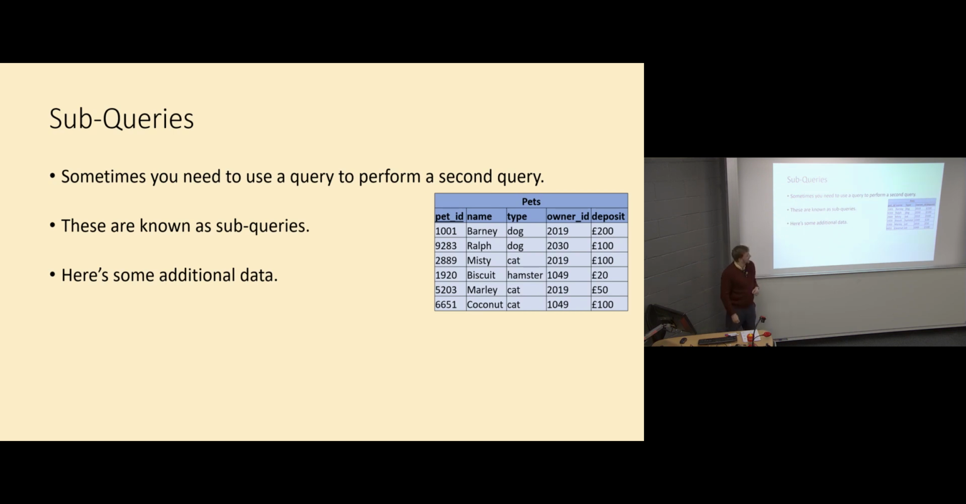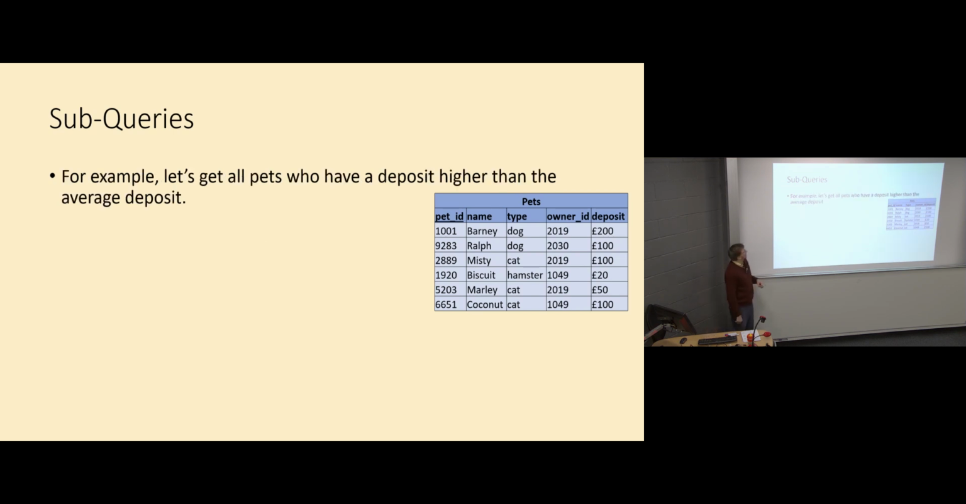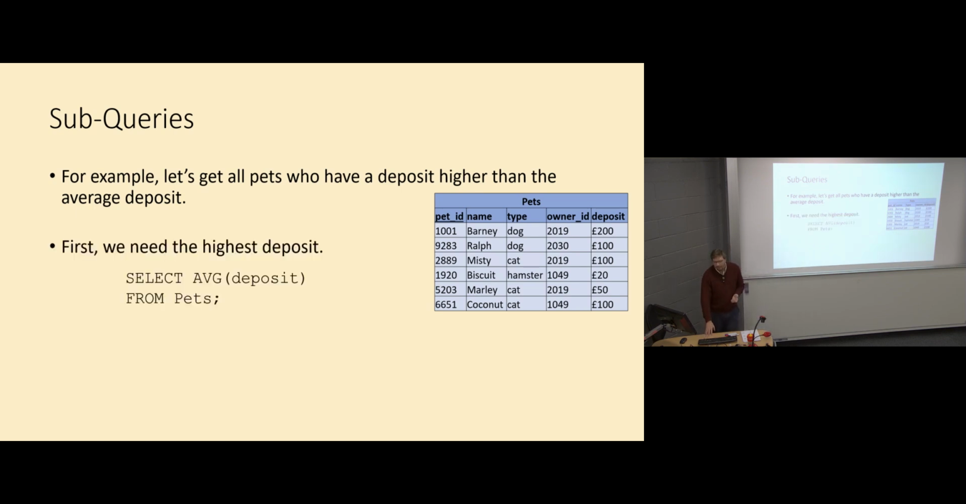So I've added some more data just to the table, just to make it a bit more interesting. And let's say we want to get all the pets who have a deposit which is higher than the average deposit overall. So the first step here is we need to calculate the average deposit. So select average deposit from pets. What's this going to do? Yeah, it's just going to return the average of the deposit column. So it's going to give us 95.